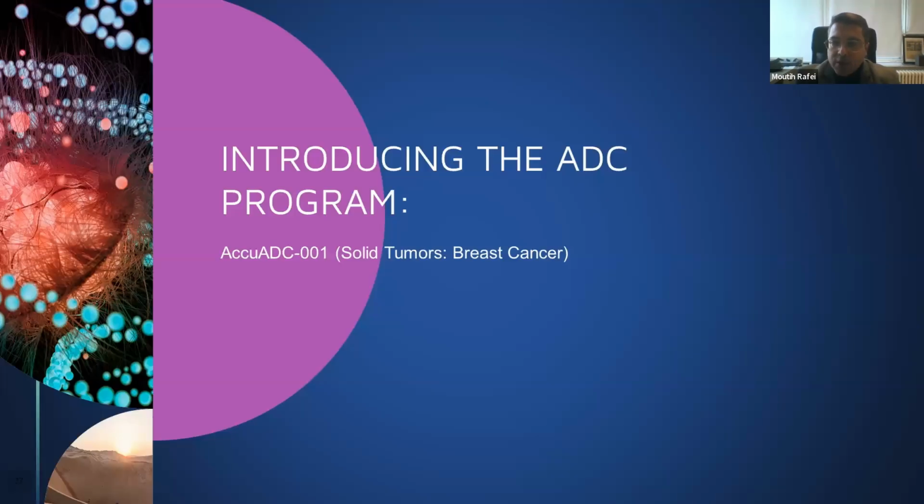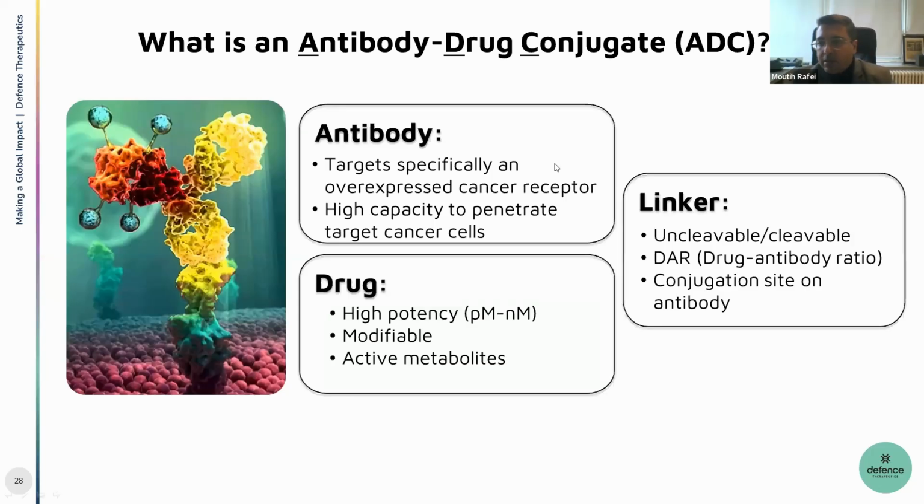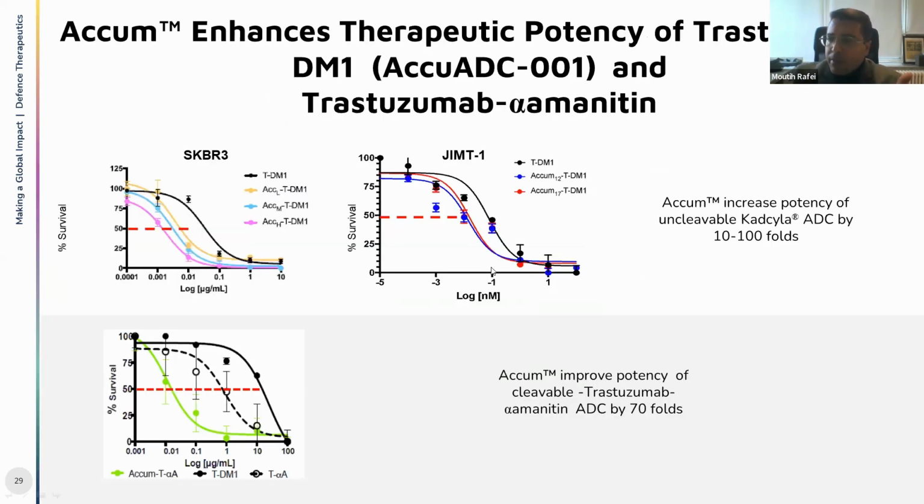So now I'm going to switch to the antibody-drug conjugate program. As you know, ADCs are composed of 3 components: antibody, the linker, and the drugs. And of course, the purpose of the ADC is to bring to a target cancer cell a payload, which is a chemotherapeutic agent.